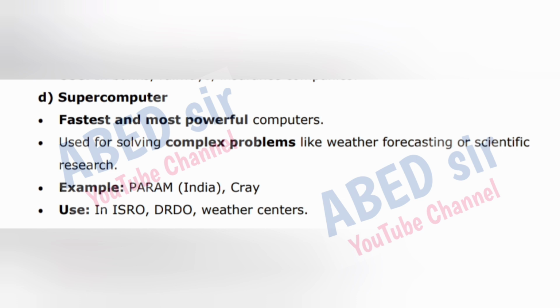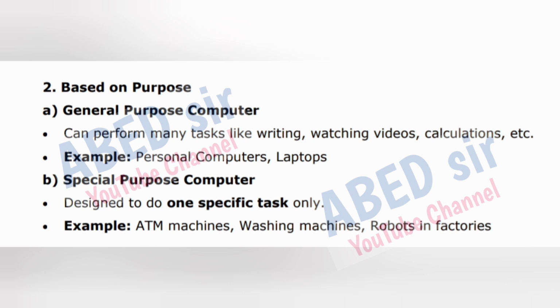D. Supercomputer. Fastest and most powerful computers. Used for solving complex problems like weather forecasting or scientific research. Example: Param, India, Cray. Use in ISRO, DRDO, weather centers. 2. Based on purpose. A. General purpose computer. Can perform many tasks like writing, watching videos, calculations, etc. Example: personal computers, laptops. B. Special purpose computer. Designed to do one specific task only. Example: ATM machines, washing machines, robots in factories.